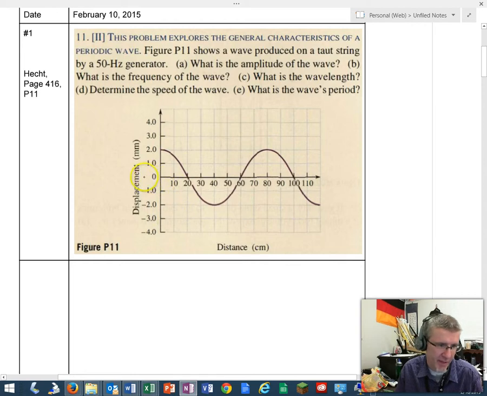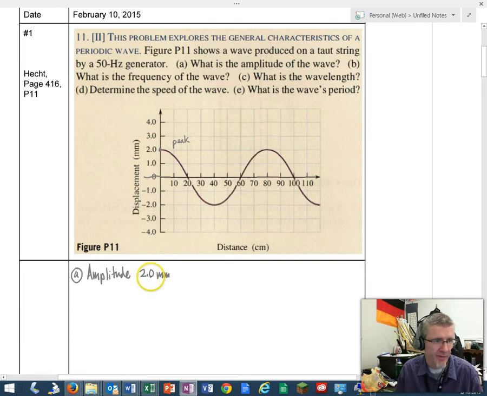So we've talked about the amplitude being from the 0 here to the highest point of a peak. So the amplitude is not from peak to peak, it's from the 0 level to the peak. So the amplitude is 2 millimeters. So that's A from the graph.